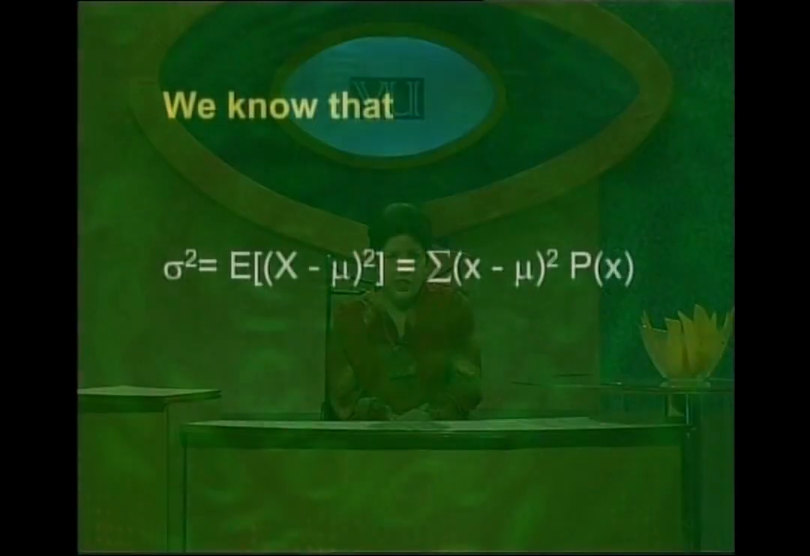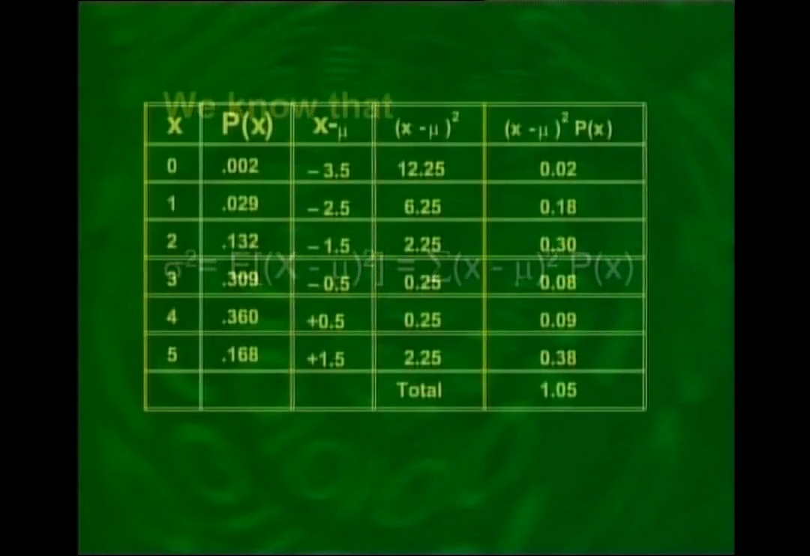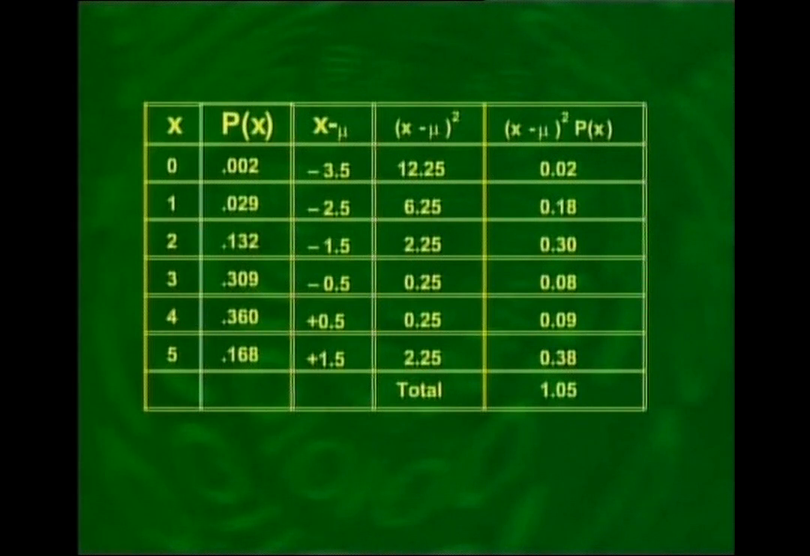The next thing is the standard deviation, and as you now see on the screen, the standard deviation is computed by the square root of the variance, and the variance itself is expected value of x minus mu whole square. Hence, we need to construct a column of x minus mu. Mu we have already found, and it is 3.5. So, 0 minus 3.5 gives us minus 3.5. 1 minus 3.5 is minus 2.5, and so on.